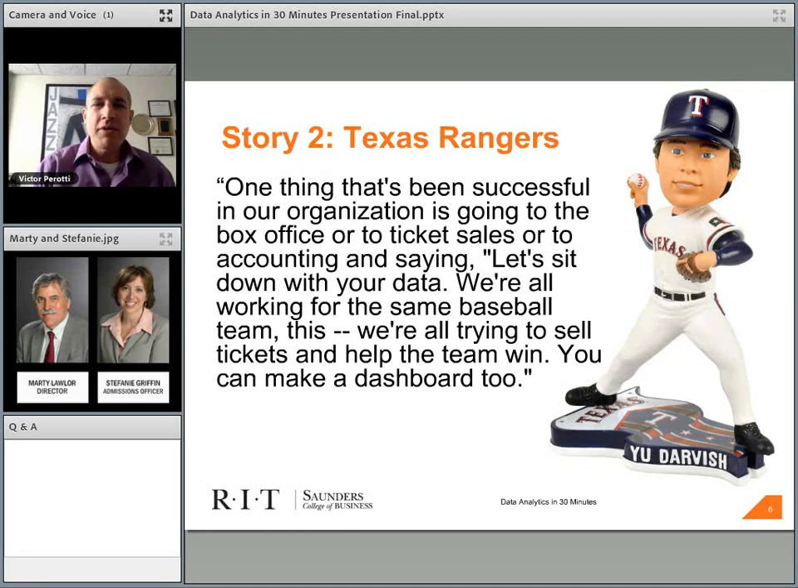They reach out to people in sales, they reach out to people in accounting, as the marketing agency, as the marketing group, and say, hey, let's sit down with the data. We're all working on the same team, and we're all trying to sell tickets. The last line is great. You can make a dashboard too.